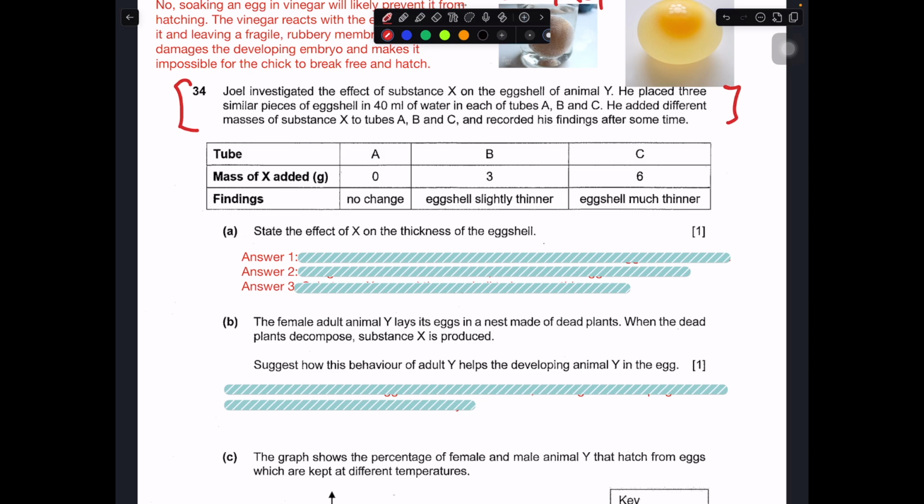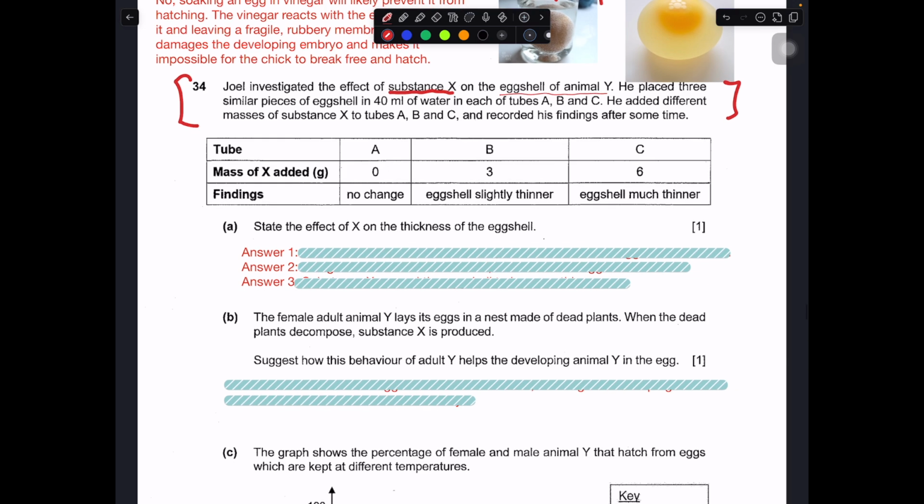Okay, Joel investigated the effect of substance X on the eggshell of animal Y. He placed 3 similar pieces of eggshell in 40 ml of water in each tube ABC. He added different masses of substance X to ABC, recorded his finding. So in this case, very clear cut. Change variable is the mass of X added. The findings will be your measured variable. Is something the result has been obtained or being discussed. So the results, which is your finding, that will be your measured variable.